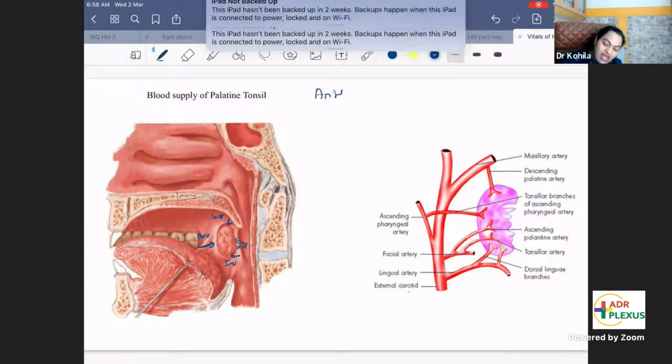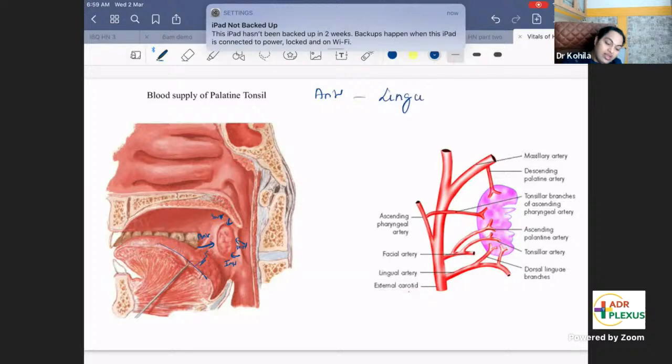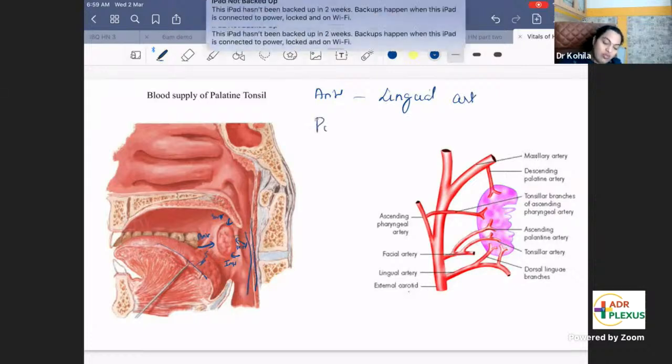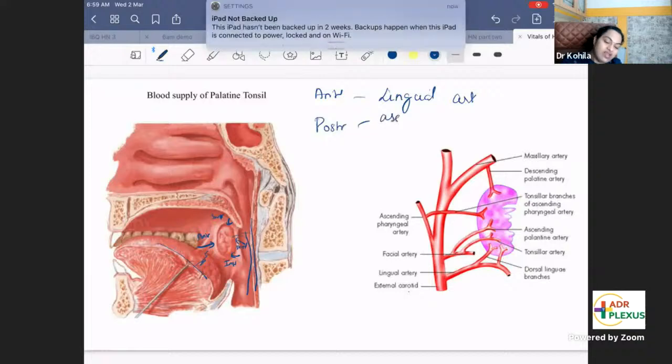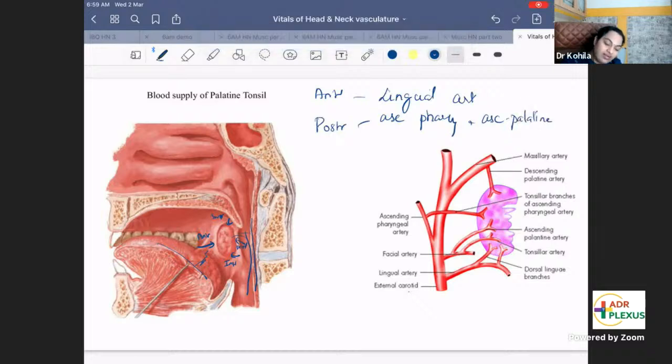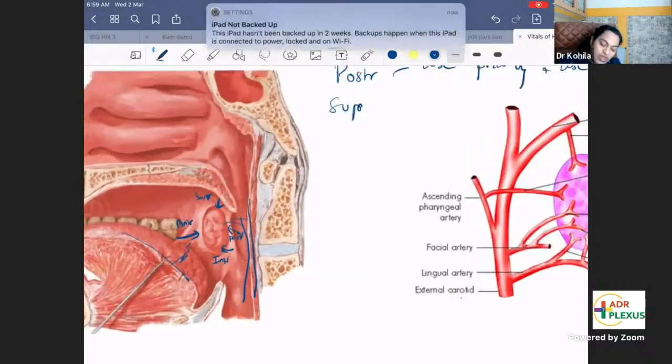You can see the tongue there. So the artery that supplies the tongue comes there anteriorly, the lingual artery. Posteriorly, you'll have the ascending pharyngeal and the ascending palatine branch of facial artery. That's a branch from facial artery. Superior. Any guesses? Where is the superior coming from?